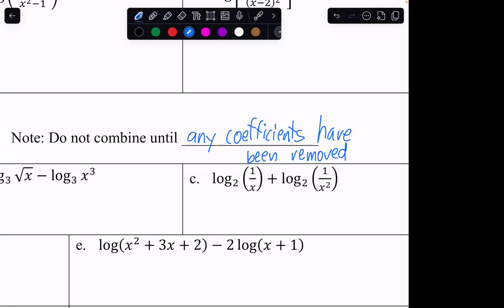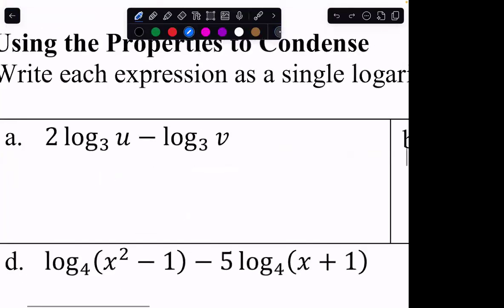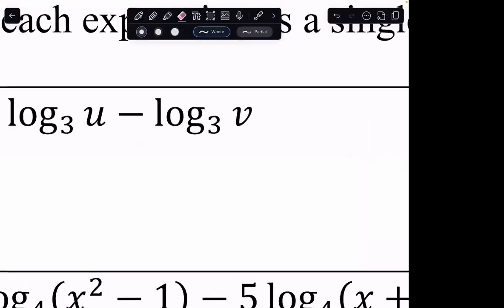So the properties we learned on the front page, they're only true for the coefficient of invisible one. If it's anything else, it's not going to work. So for example, part A of this bottom half, 2 log base 3 of u minus log base 3 of v. Common incorrect answers would be like 2 log base 3 of u over v, or maybe you do 2 minus 1 is 1, so you just say log base 3 of u over v. Neither of these is correct. You don't want to combine until the coefficient has been moved.